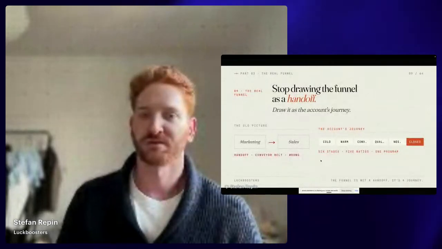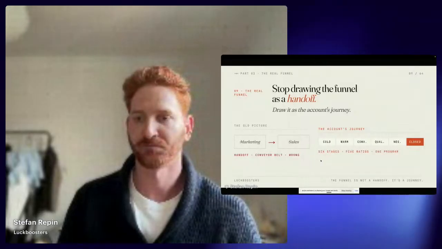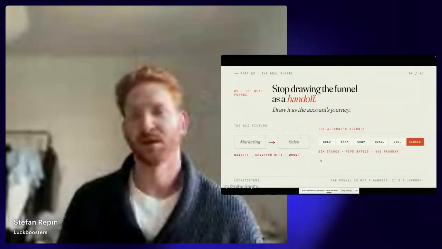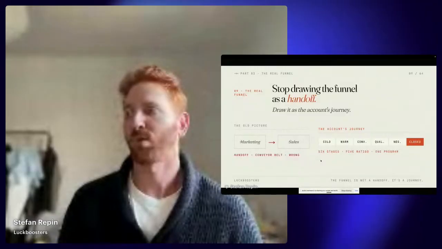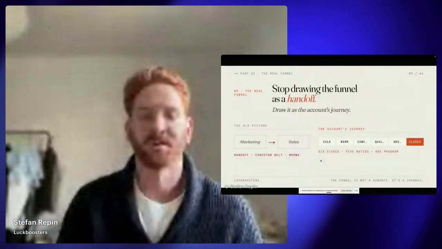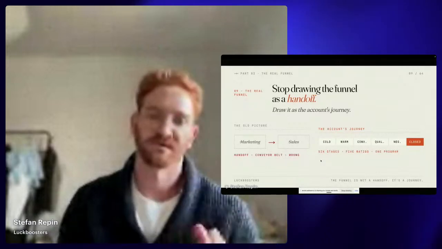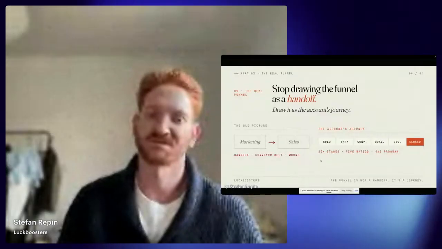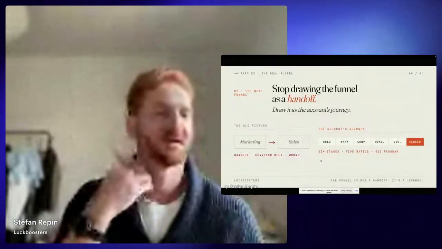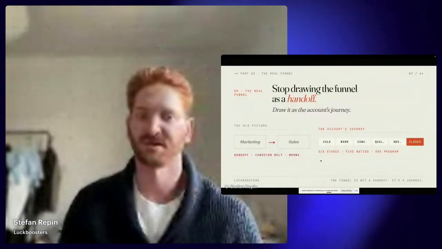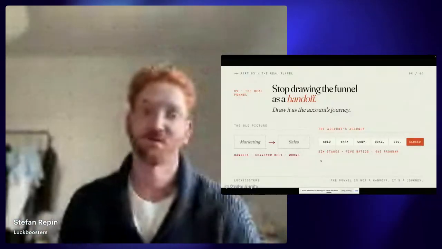Stop drawing the funnel as a handoff; draw it as the account's journey. The old picture was marketing gives leads to sales, a handoff, a conveyor belt, the T model, how Ford used to build his cars. Now everyone is responsible. How I see marketing and sales working together, everyone is responsible for the journey together. By that I mean an account becomes, let's go through the stages: cold, no engagement; warm, slight engagement; conversation, good engagement; qualified, very good engagement; and then negotiation, when you're already discussing some details, and then closed won or lost, depending.